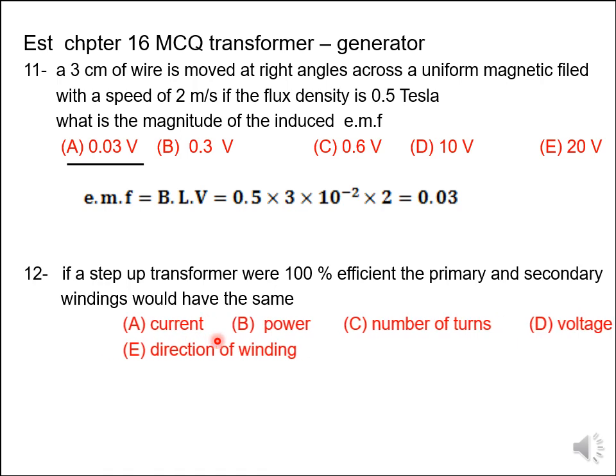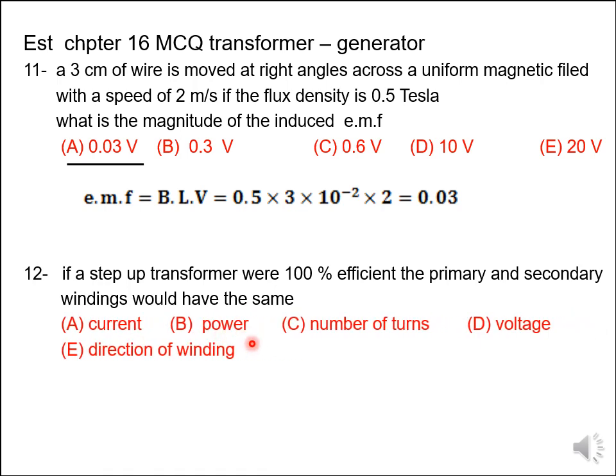current لا طبعا. power, number of turns, voltage, direction of winding اللي هي الباور. يبقى بدل هو efficiency 100% يبقى ال input power equal output power.